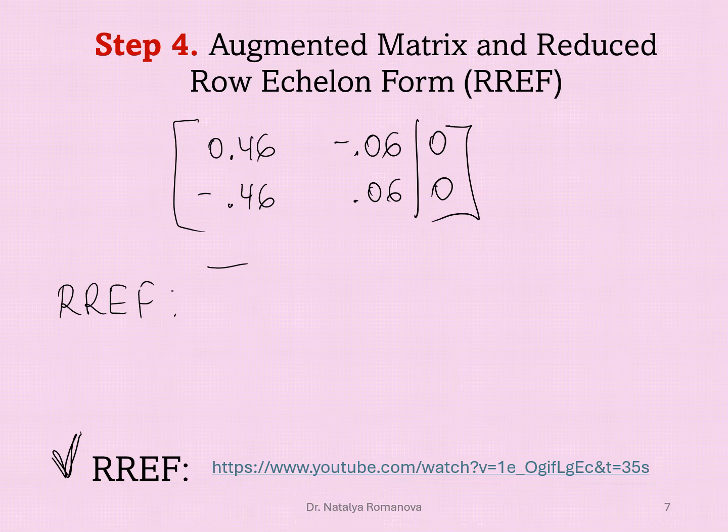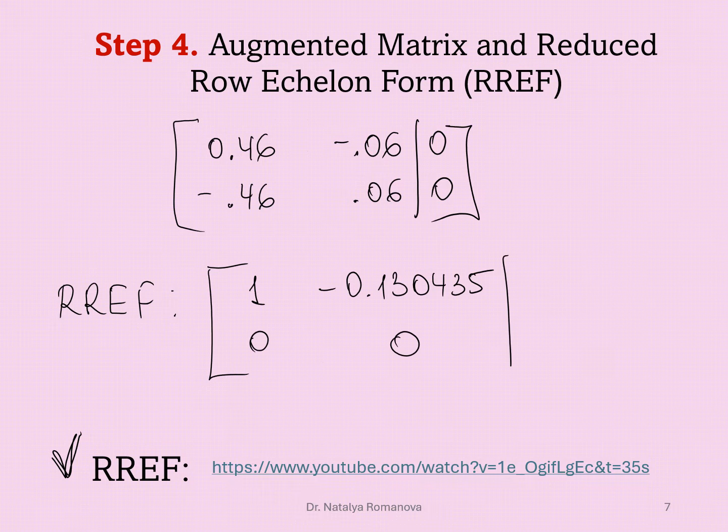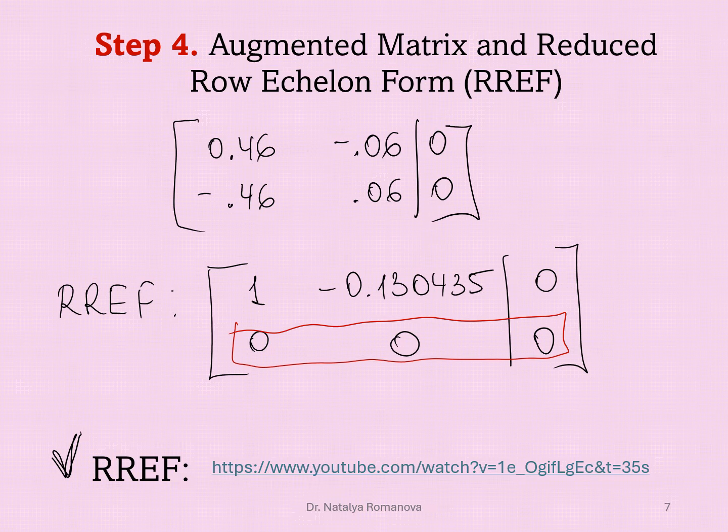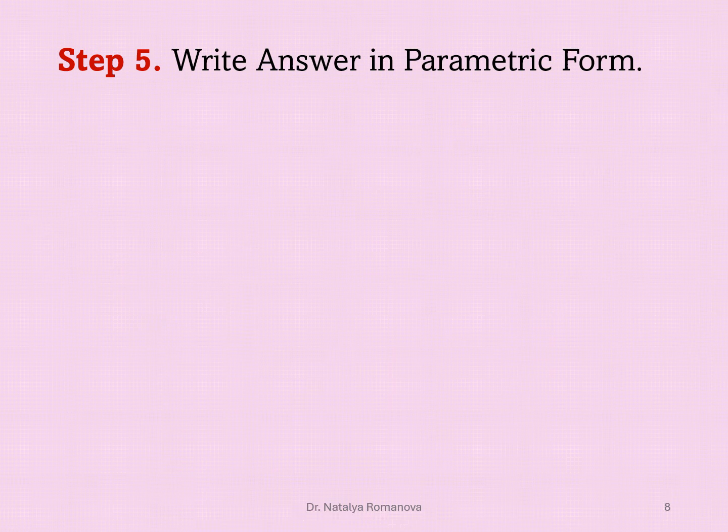So you will use your calculator and you will have the answer 1, minus 0.130435, 0, 0. We can see we have a dependent system. We remember that the answer for a dependent system must be written in parametric form. So we have to find the parametric form. It is the next step. Last step, we have to write the answer.